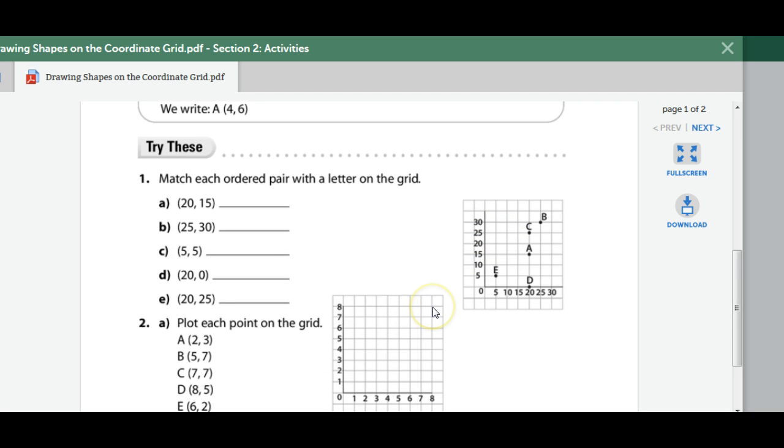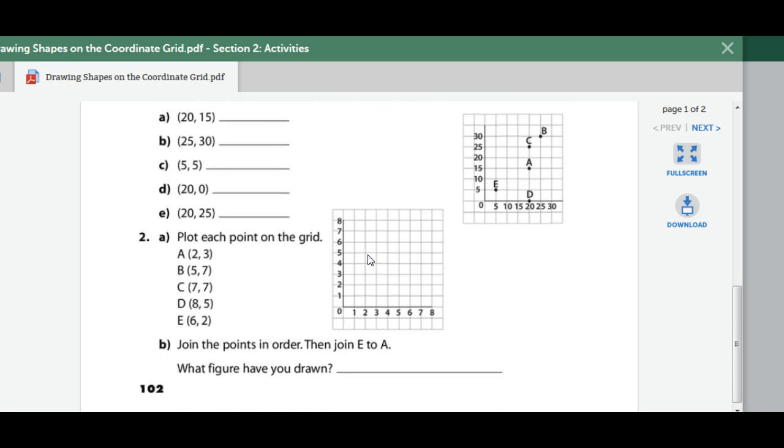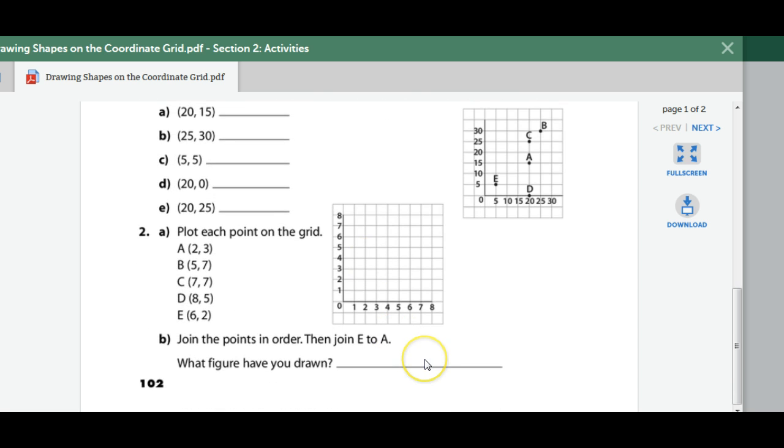There's a couple examples for the students. In the first section, they have to determine which letter is at which pairing. On the next one, they have to plot those, and they have to join the points in order to draw that geometric figure and determine which shape they did draw.